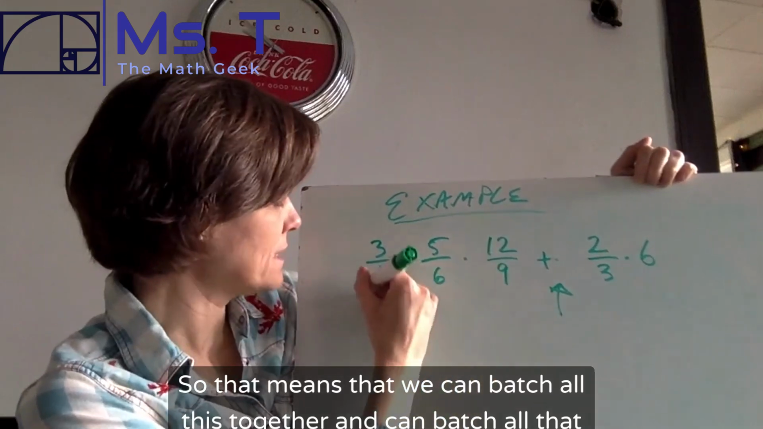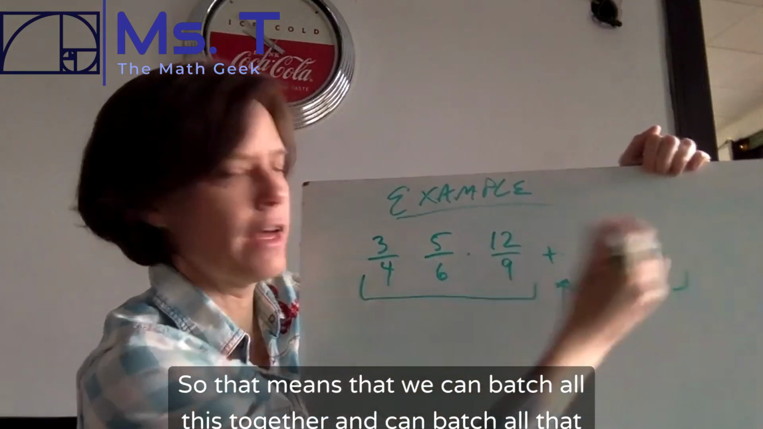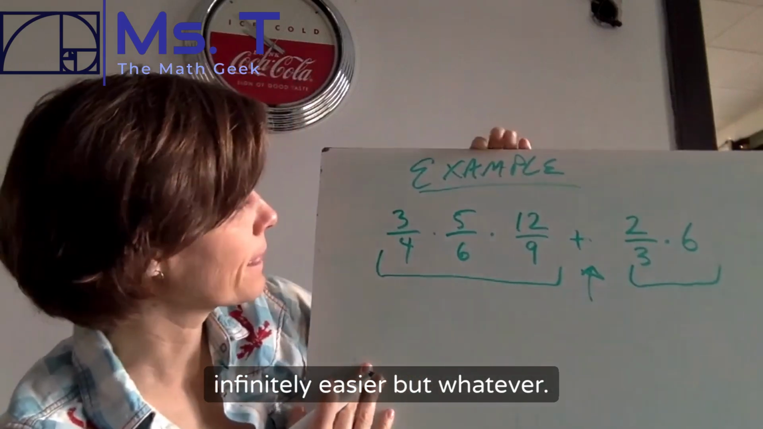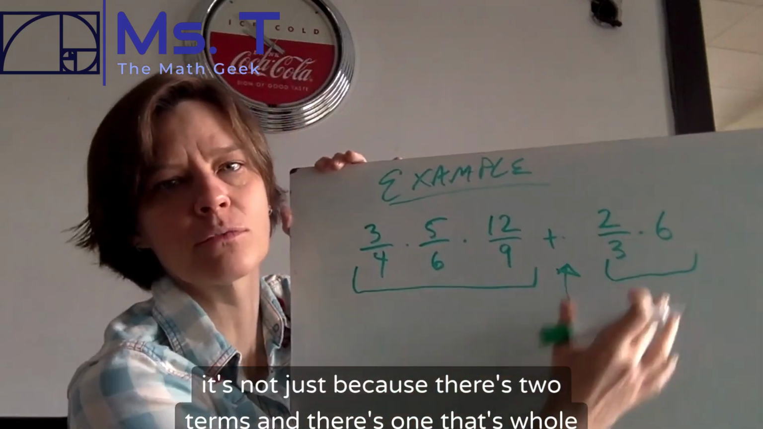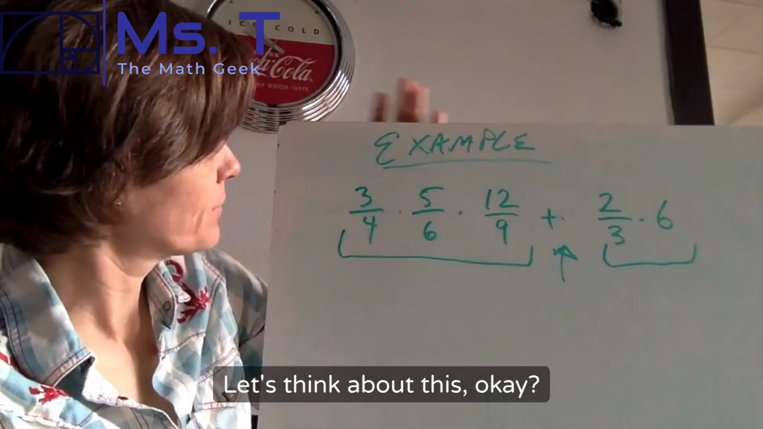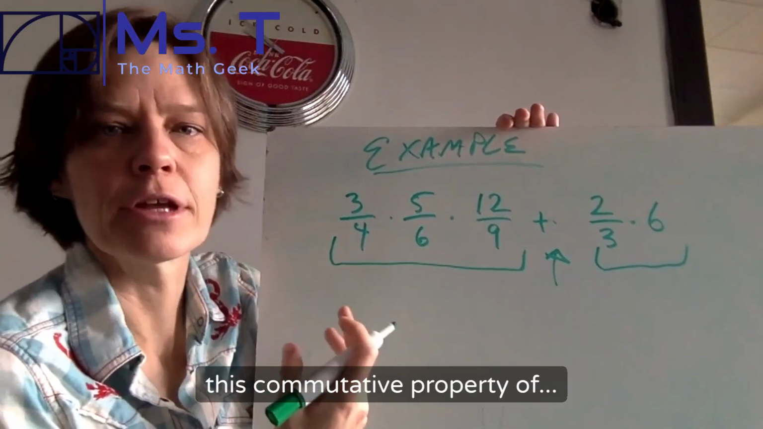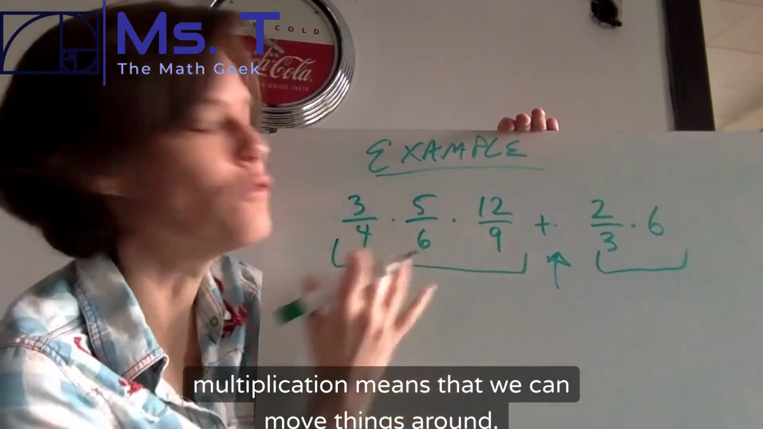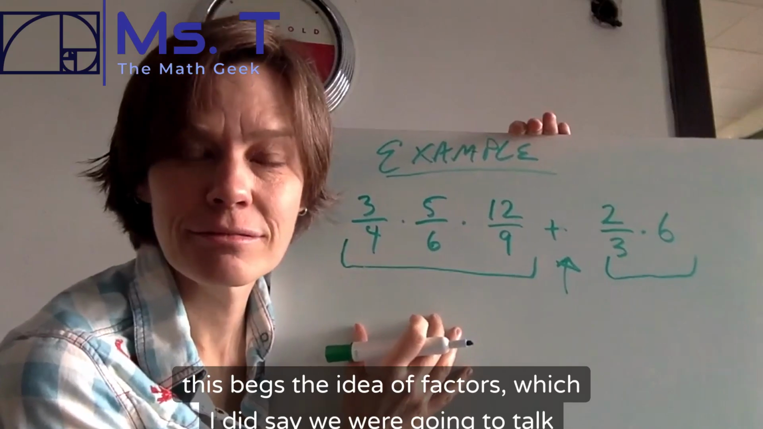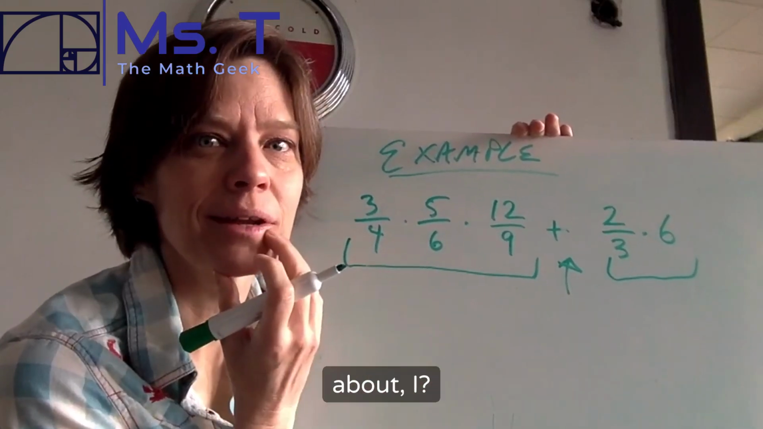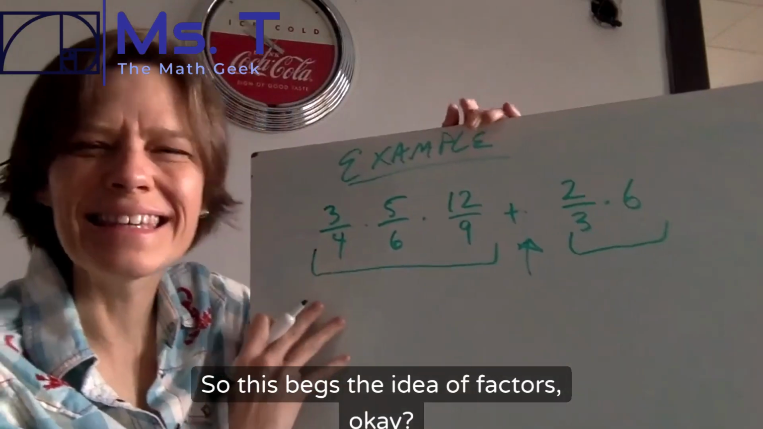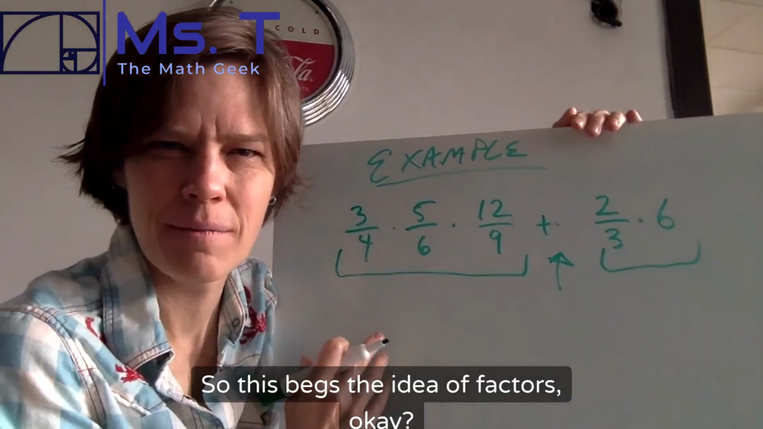But that means that we can batch all this together and we can batch all that together. This is going to be infinitely easier. It's not just because there's 2 terms and there's one that's a whole number. Let's think about this, okay? Now, this commutative property, multiplication, means that we can move things around. This begs the idea of factors, which I did say we were going to talk about, didn't I? That'll be the next lesson.